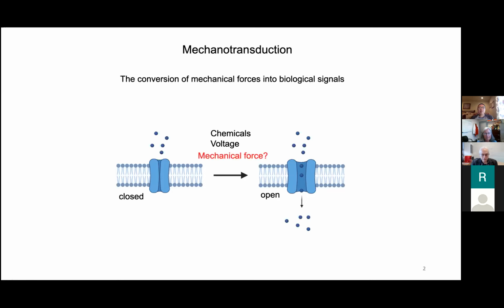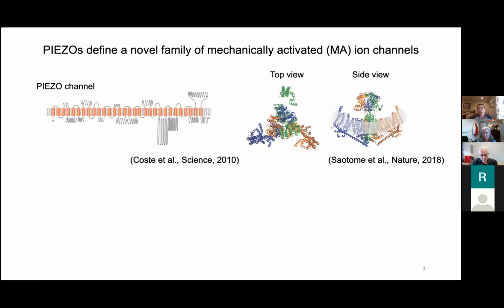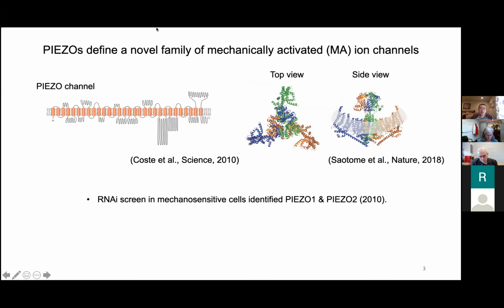However, mechanically activated ion channels had not been known in mammals for a long time. About 10 years ago, Patapoutian's group discovered a novel family of mechanically activated ion channels called piezo. They performed an RNA screen in mammalian mechanosensitive cells and identified piezo-1 and piezo-2. As you can see here, the piezo channel is pretty large, with 38 transmembrane domains, more than any other protein in the human genome.